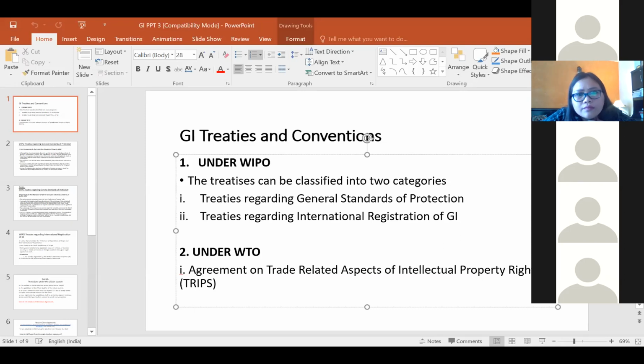So how can GI for the same product be given to multiple countries, if its main characteristics, or the reputation, has been acquired just because of that place only? As you cited the example of Alfonso Mango, suppose it is being registered in India. So how can the same be registered in the European countries as well?